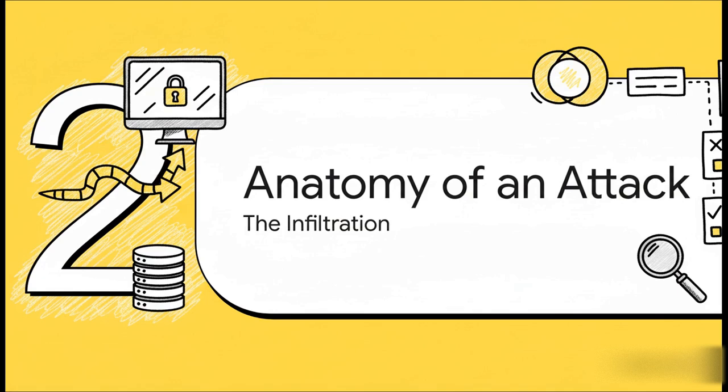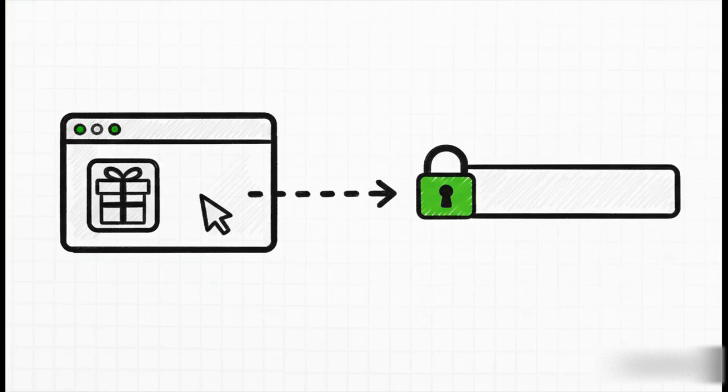All right, let's get into the nitty-gritty. How does an attacker actually do this? Let's walk through the anatomy of an attack, step by step. So it all starts with something you do a million times a day without even thinking about it. You're on a shopping site, you click on the gifts category, and your browser goes to a URL that looks just like this. Seems perfectly normal, totally safe.